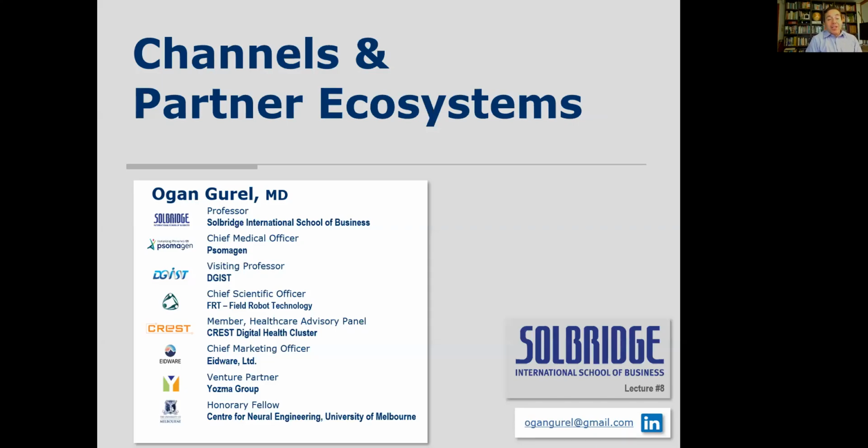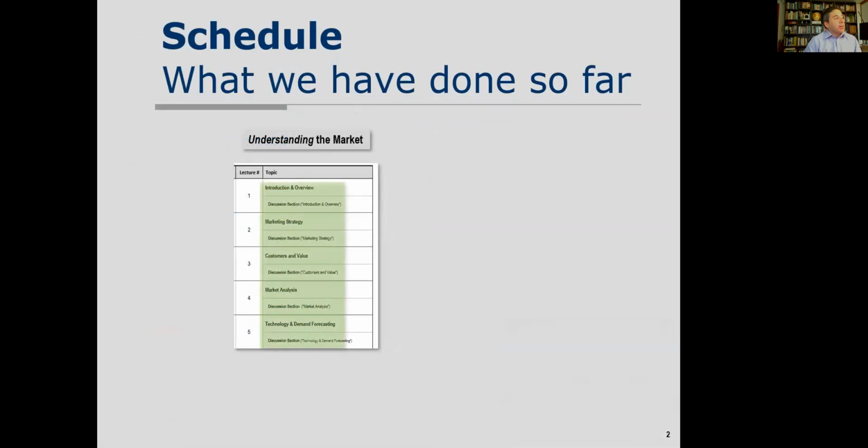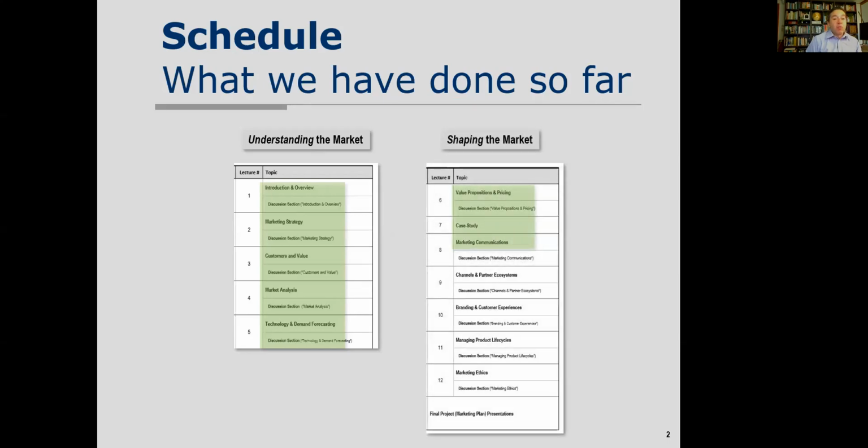Okay, this is a lecture for Principles of Marketing. Channels and Partner Ecosystems is the topic for today. We have finished, of course, the first half of the course regarding understanding the market, and now we're moving along in ways that we can shape the market. And one way, of course, that we can shape, influence the market is through partners, and how we actually enter the market, and those are channels. We'll talk about these two very important, related topics today, channels and partner ecosystems.